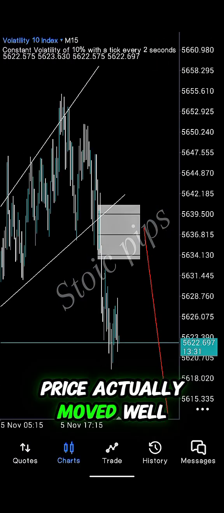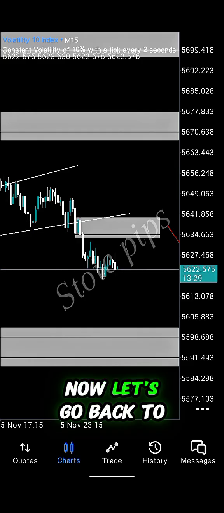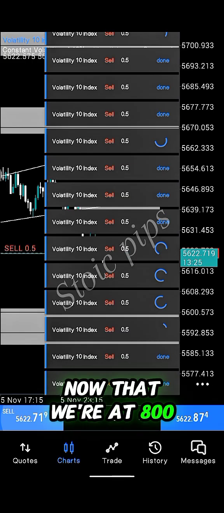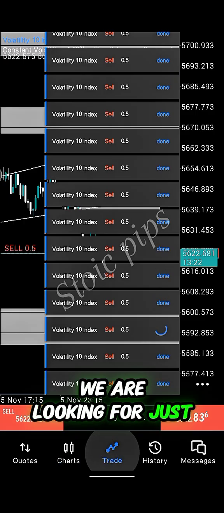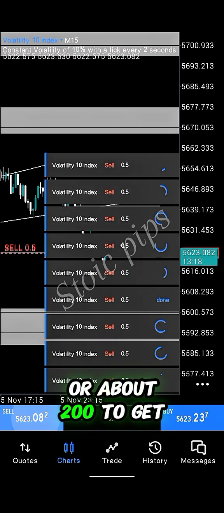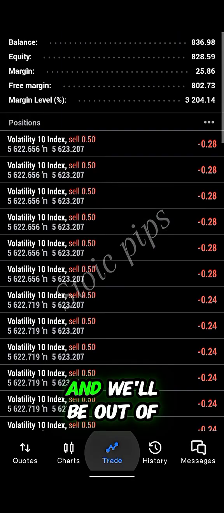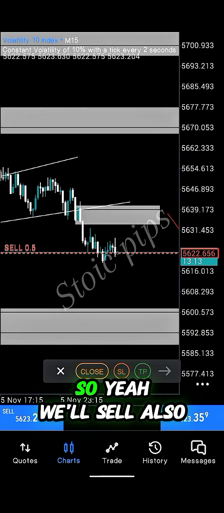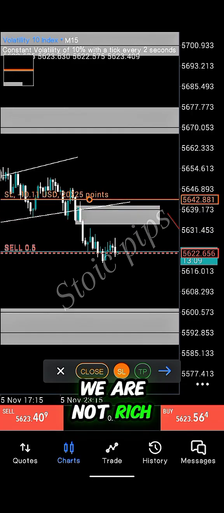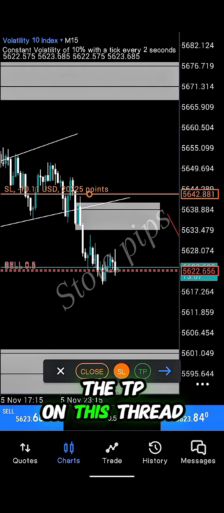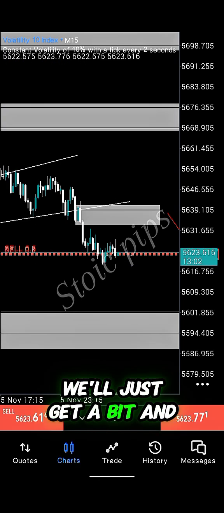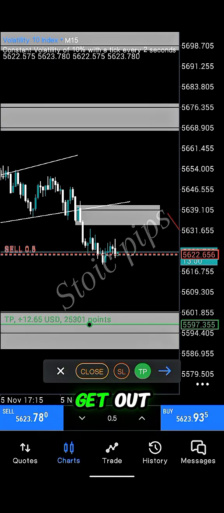Price actually moved. Well, now let's go back to VIX 10 and enter this trade. Now that we're at 800, we are looking for just, let's say, about 100 something or about 200 to get us to 1k, and we'll be out of this trade. So yeah, we'll sell. We're not waiting for the TP on this trade. We'll just get a bit and get out.